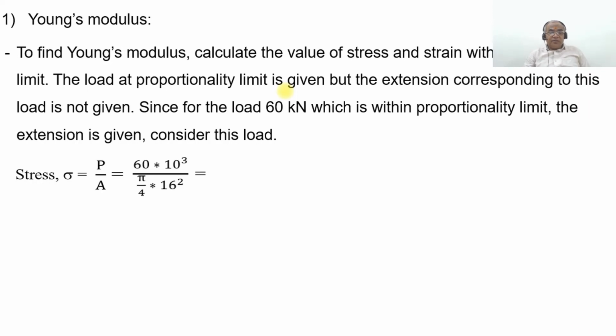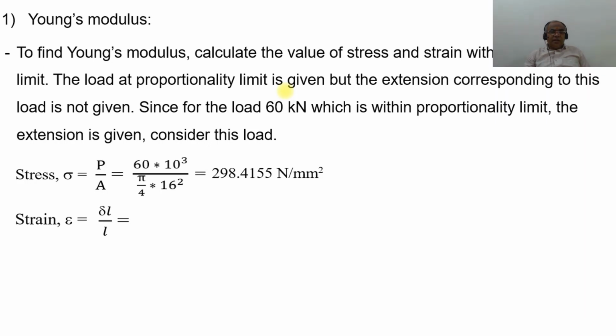What is P? 60 into 10 to the power of 3 divided by pi by 4 into 16 square. That is the original cross-sectional area of the specimen. On simplification, you are going to get 298.4155, which is in Newton per mm square. Similarly, the strain is equal to delta L by L. The delta L is 0.115 divided by the original length of the specimen, which is 80. On simplification, you are going to get 1.4375 into 10 to the power of minus 3.